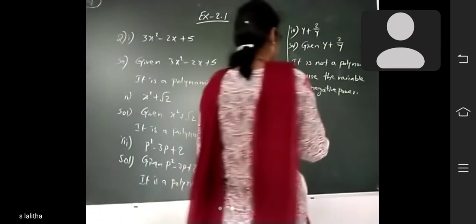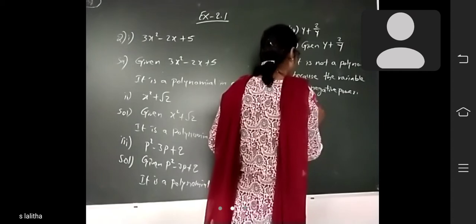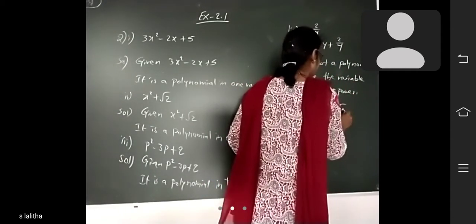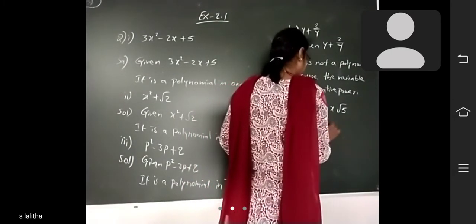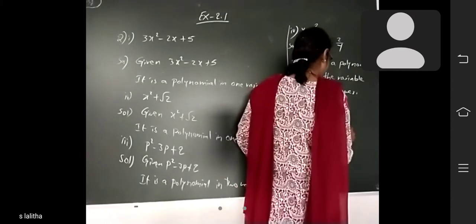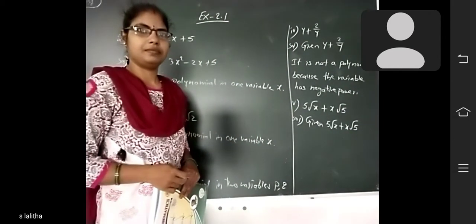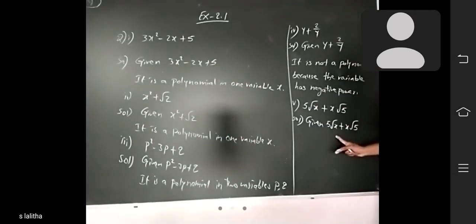And fifth one, root x plus x root 5. Is it a polynomial, children? No, it is not a polynomial. Why? Because here root x is there. Root x, how can you write? x power 1 by 2. So it is a fraction, so it is not a polynomial.